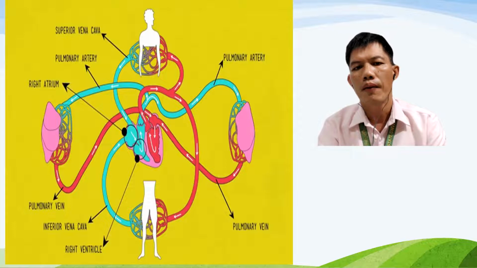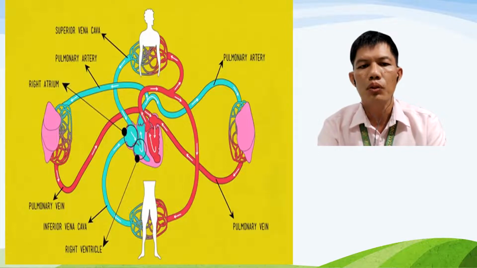That's why the color of the blood on this side of the heart is blue, because it is poor in oxygen. And when the blood from the right atrium goes to the right ventricle, going to the right lung and to the left lung, it will be oxygenated in the lungs. So from the lungs, the blood will return to the heart via the pulmonary vein.